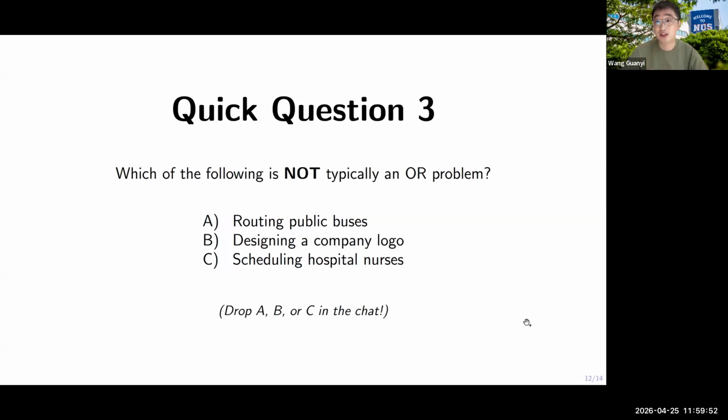Yeah, great. Designing a company logo is, relatively speaking, a kind of art task. It's not an operations research task.